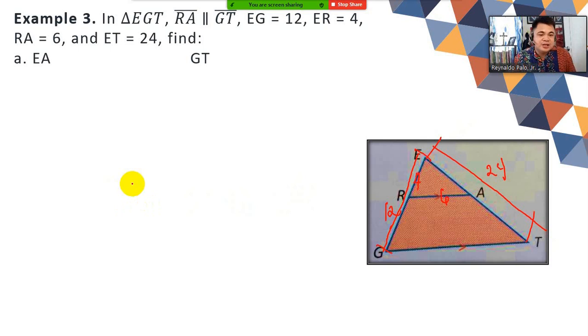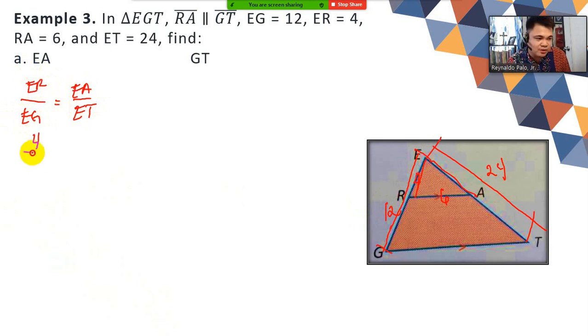Alright, so first let's solve for EA, but first of all we have to form our proportion. EA is here, so we can use the smaller segment to the bigger segment as the proportion. It is now ER over EG equals EA over ET. That's the proportion that we're going to use. Then substitute the values. ER measures 4 over EG measures 12, EA is unknown over ET, which is 24.